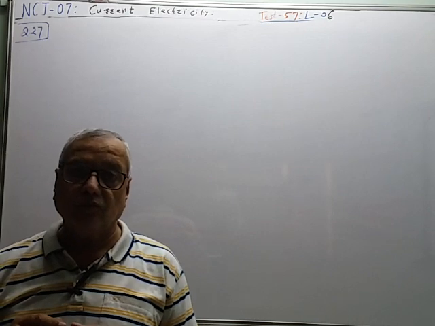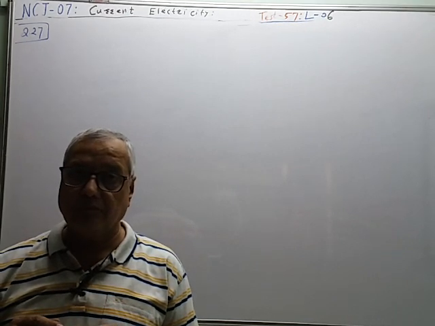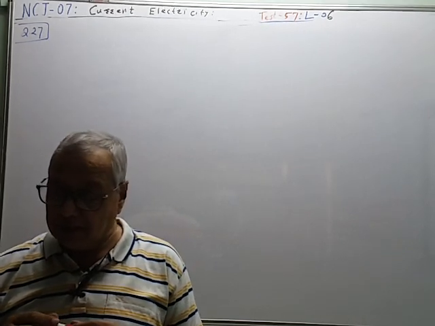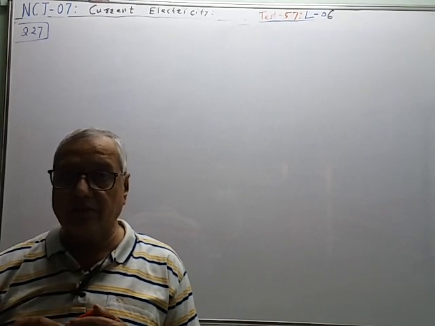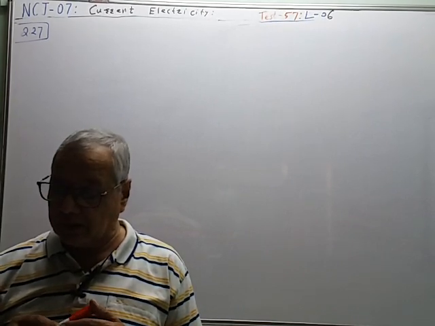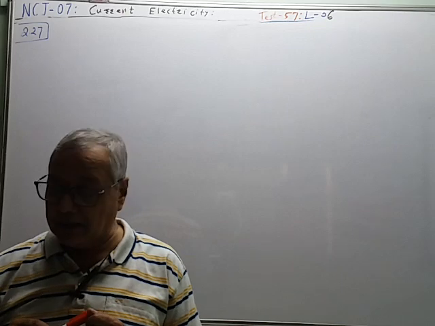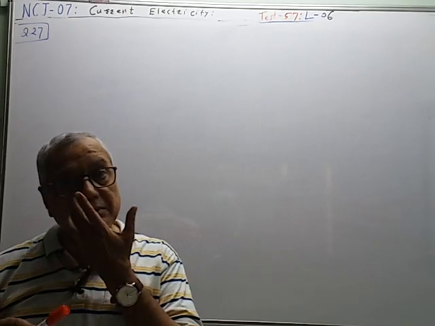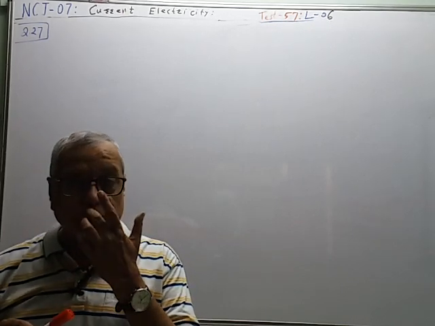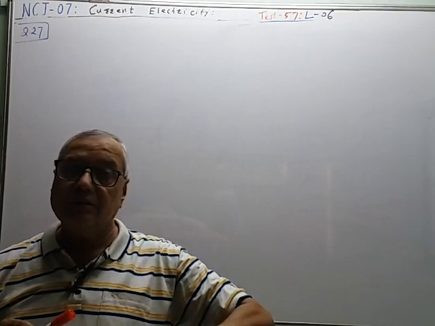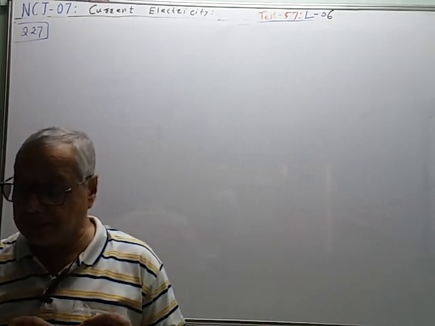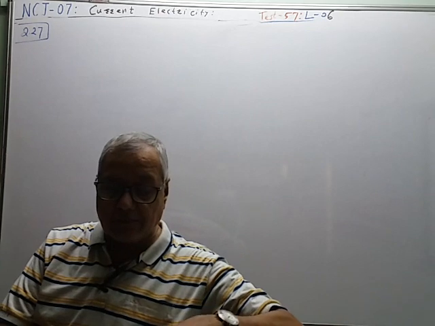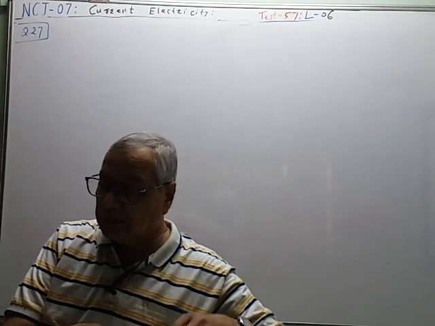So actually, for measurement of current, an ammeter is always connected in series with the source. Here it is connected in parallel, but it is an ideal ammeter. So we know the property of the ideal ammeter: an ideal ammeter has zero resistance. So the circuit arrangement is like this.